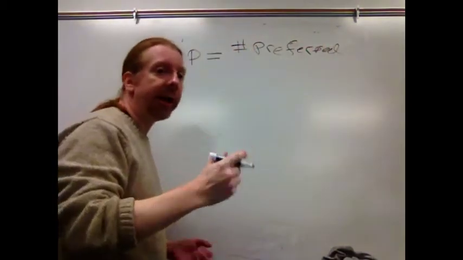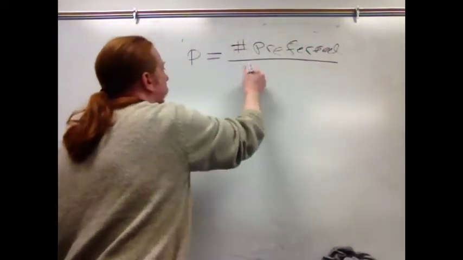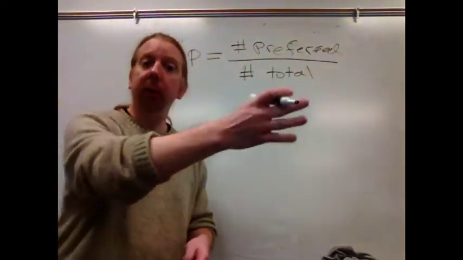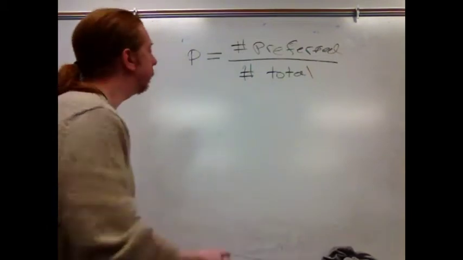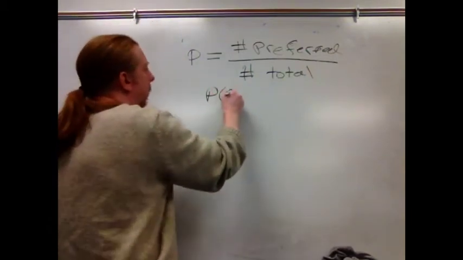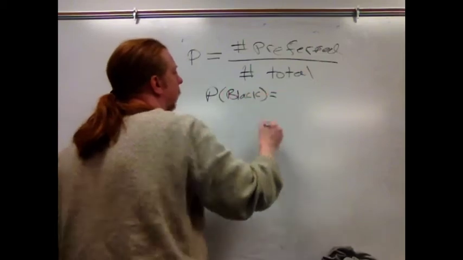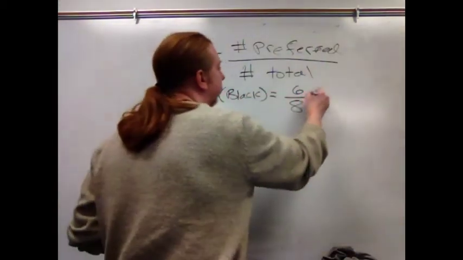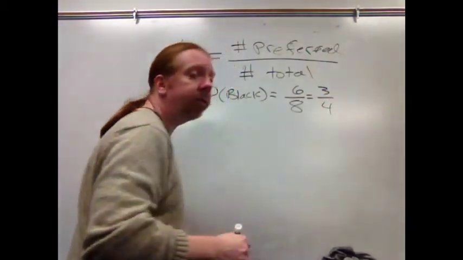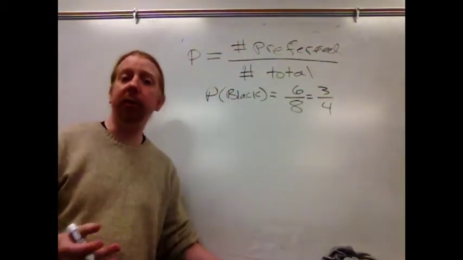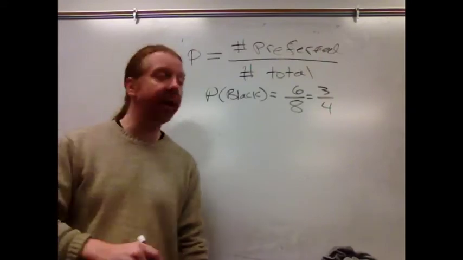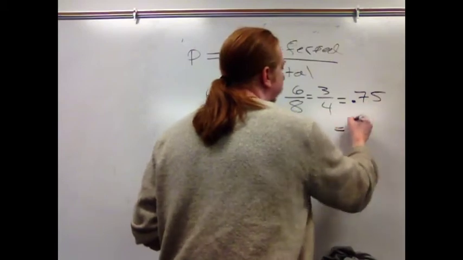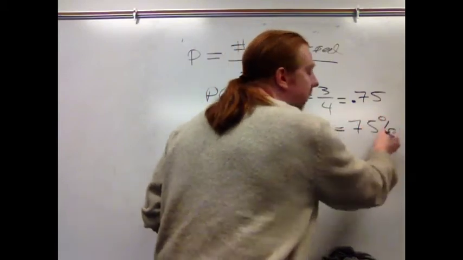The total number of preferred outcomes to the number of total outcomes. So in the case of our demonstration with the markers, the probability of a black marker would be 6 out of 8. Always reduce your fraction, so 3/4, and then be prepared to write your answer as a decimal and as a percentage. So 0.75, which is the same thing as 75%.